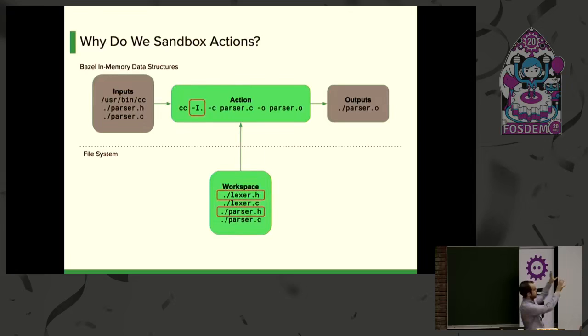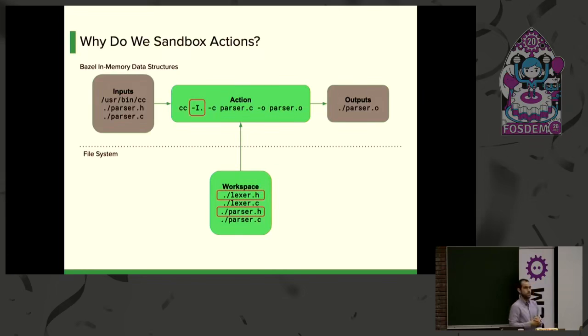That was our memory structure. When we put the file system into play, the file system has more things. In this case, in the same directory, we have the parser file, the header. We have another header called lexer.h. There is nothing preventing the compiler from reading that file.